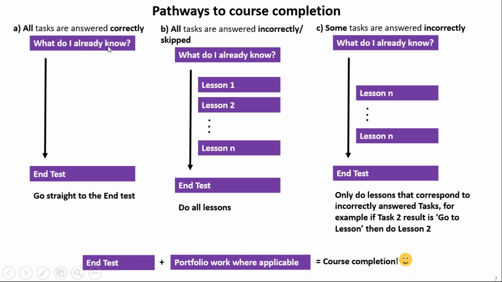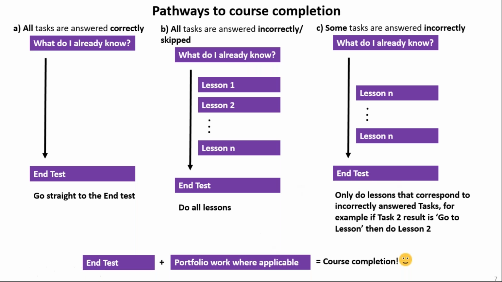One is if the learner does everything in the block, What Do I Already Know? And they get everything right, then the end test will appear. If you and the learner decide you don't want to do that initial assessment and you simply want to work your way through all the lessons, then by doing each lesson and working through them all, then the end test will appear. Or if the learner has done some of the tasks in the block called What Do I Already Know? And got some of them wrong, then they just need to go to the corresponding lesson to brush up their skills. And then the end test will appear.